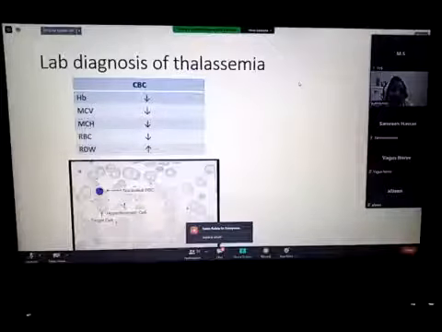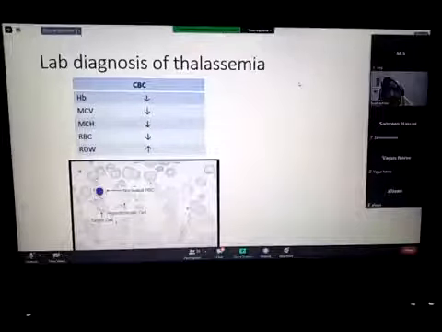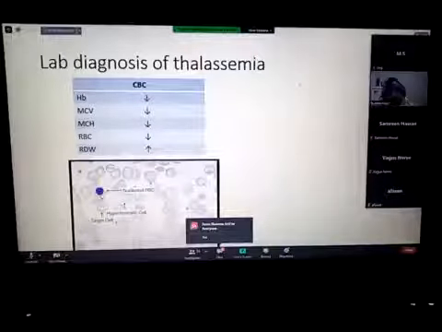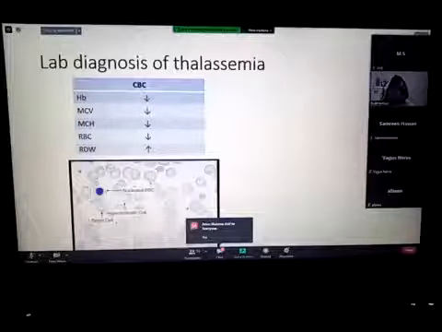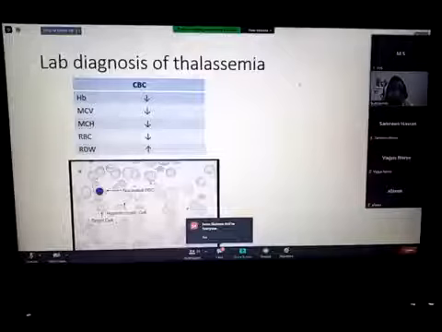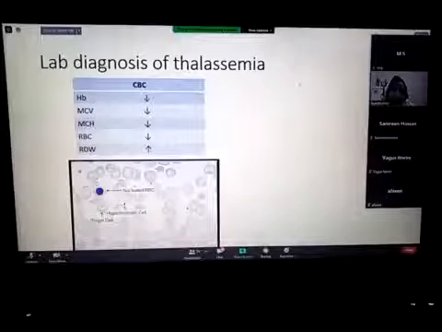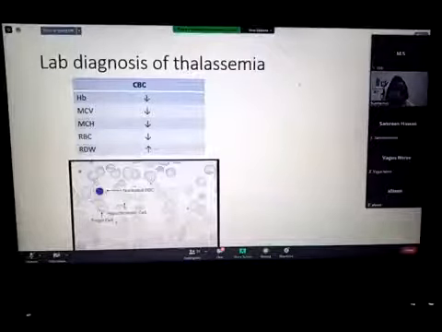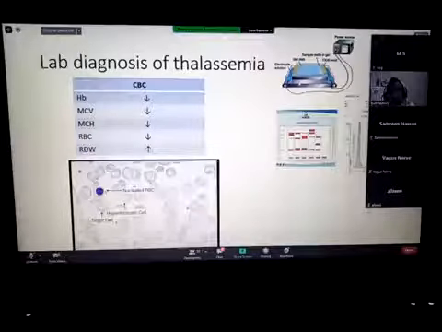Nucleated red cells are present. The target cells are present. The presence of nucleated red cells tells you that the bone marrow is trying to produce more and more red cells, but is in a state of stress erythropoiesis. The nucleated red blood cells are usually not seen in case of iron deficiency anemia. So this indicates that there is hemolysis going on, and there are more nucleated red blood cells which are there.